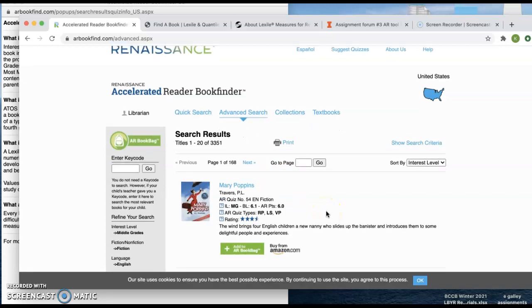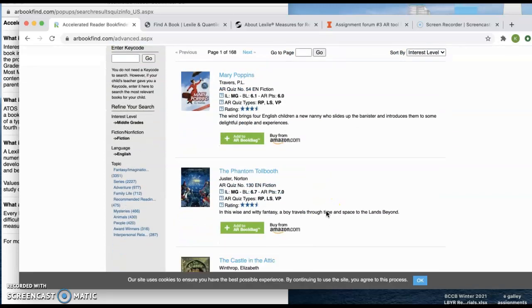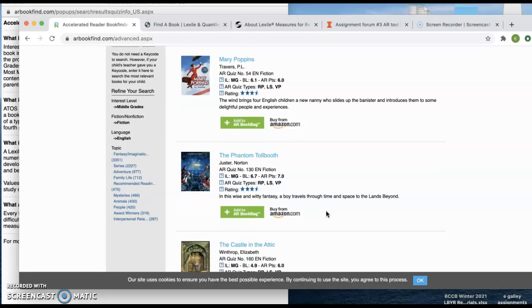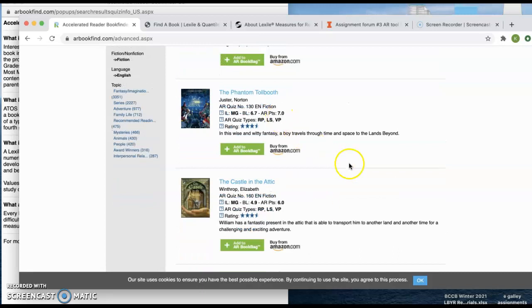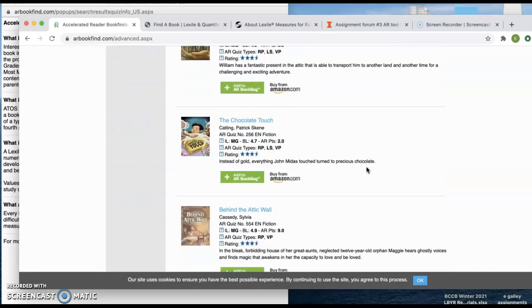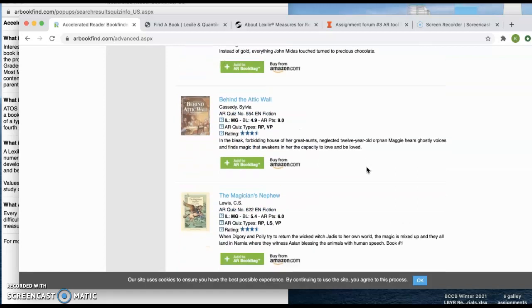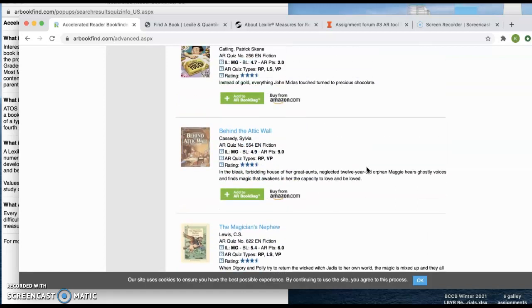And Mary Poppins is not so great. The thing about it is sometimes you will get different results different times. For example, Mary Poppins did not pop up earlier when I did this. The Phantom Tollbooth would probably be a decent one. Behind the Attic Wall too. These are kind of old school.